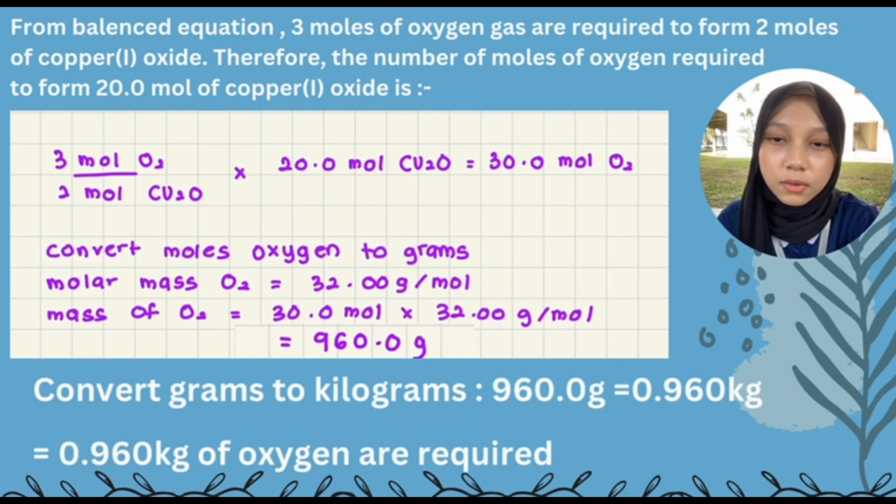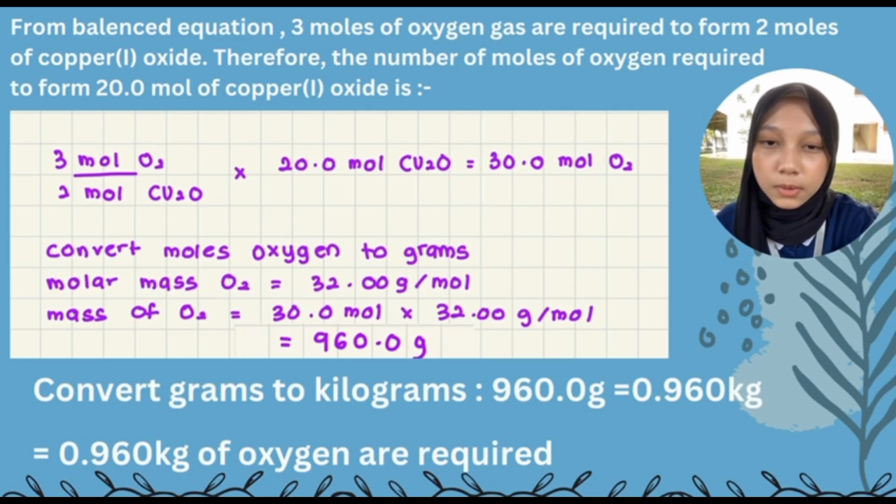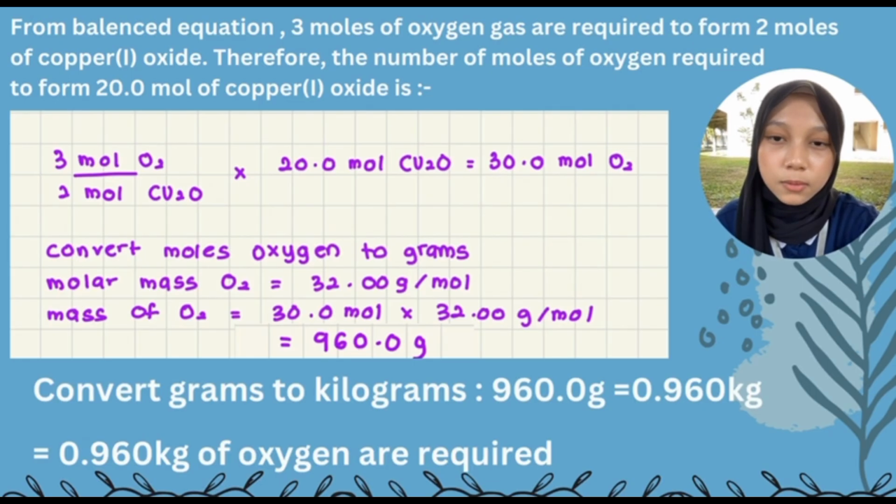Then you need to convert moles of oxygen to gram, which means you need to calculate the mass and the molar mass of O2. So the molar mass of O2 is 32.0 gram per mole, and then the mass of O2 is 30 mole multiplied with 32.0 gram per mole, and then you will get 960 gram. So you need to convert 960 gram to kilogram, and then your final answer you will get is 0.960 kilogram of oxygen that are required.